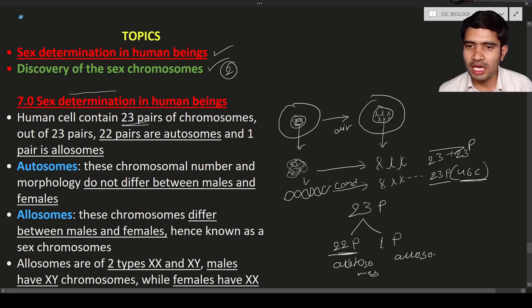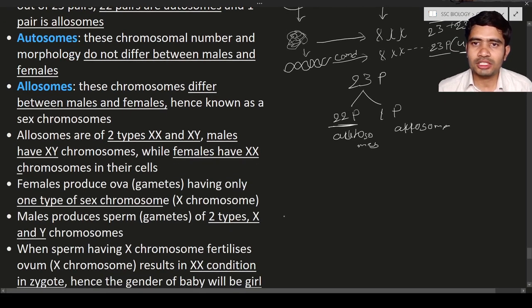What is allosome? They are coding for the gender of the baby. They are nothing but sex chromosomes. Here, if you see the 23rd pair, these chromosomes are known as allosomes. What are they going to do? The autosomes are for normal body growth and development, and the allosomes are for the gender of the individual.